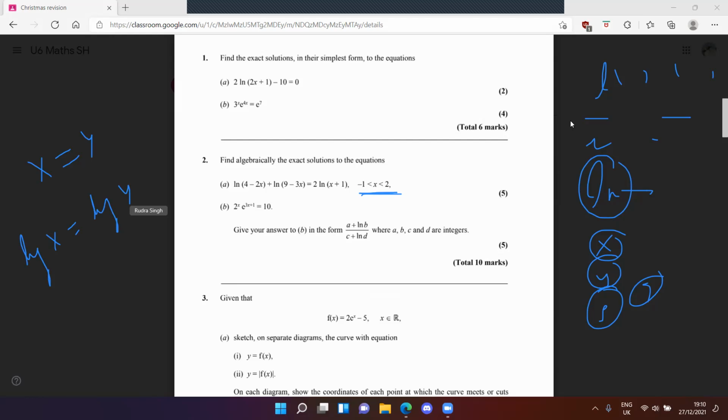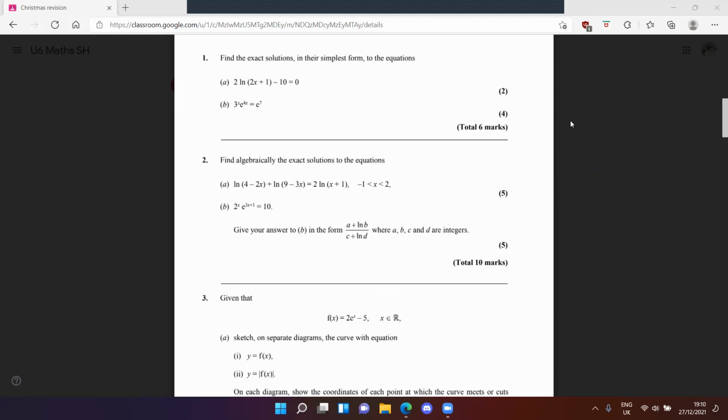But you can't say, if it is ln x is equal to ln(x plus 4), then divide both sides by ln. Ln here, divide ln here, and ln cancel. No.